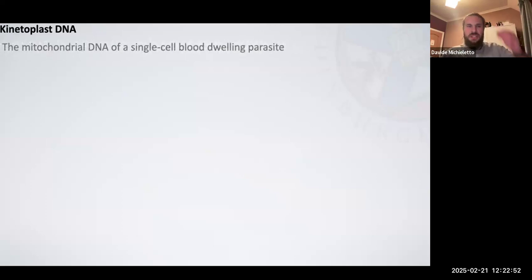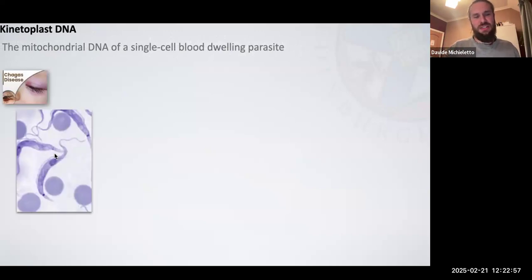This is the mitochondrial DNA of a single cell blood dwelling parasite. So in this image, these are trypanosomes. These are single cell parasites. They cause a number of diseases like sleeping sickness, I think it's called. Yeah, and Chagas disease as well. So they're quite nasty, and here they're pictured in blood. So these are blood cells. They reside in blood, and then they get spread through mosquitoes.